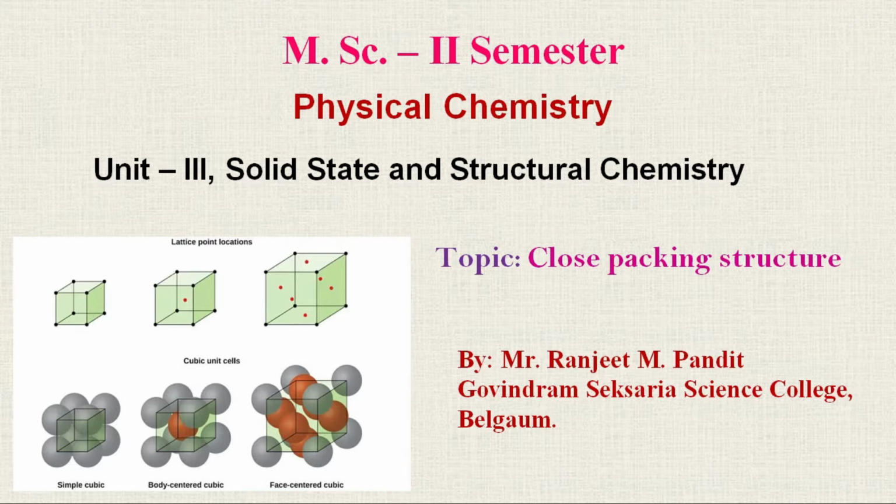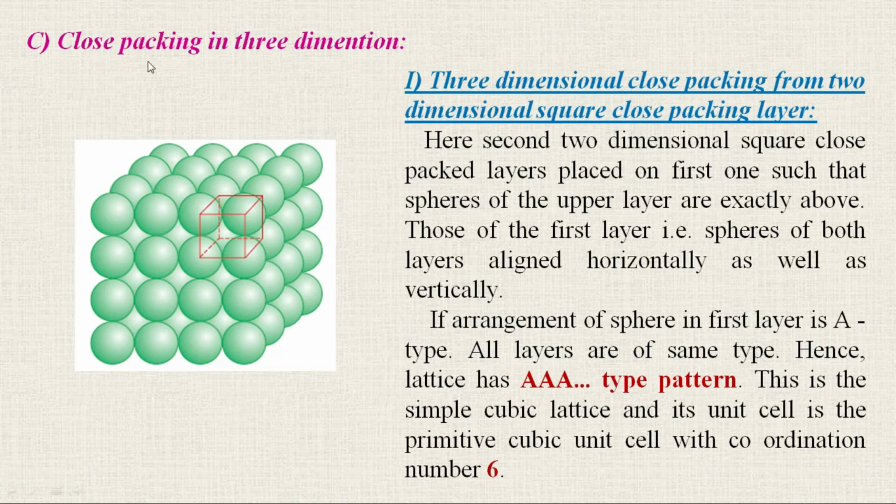So, in today's class, we are going to discuss close packing structures. Now, let us consider close packing in a three-dimensional structure. Close packing in three-dimensional structure is entirely dependent on which type of two-dimensional close packing layer we are considering. As we have discussed, there are two types of two-dimensional close packing structures: one is two-dimensional square close packing and the other is two-dimensional hexagonal close packing.